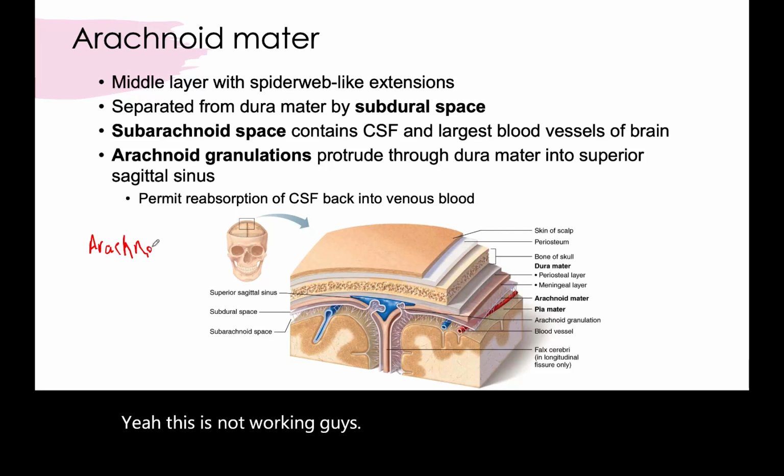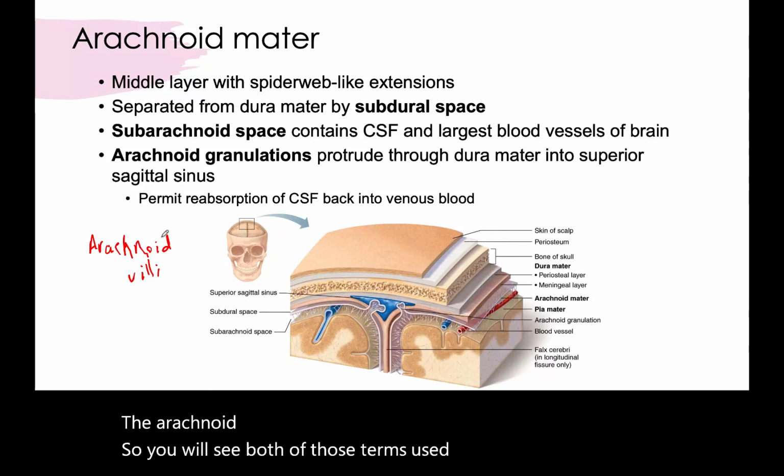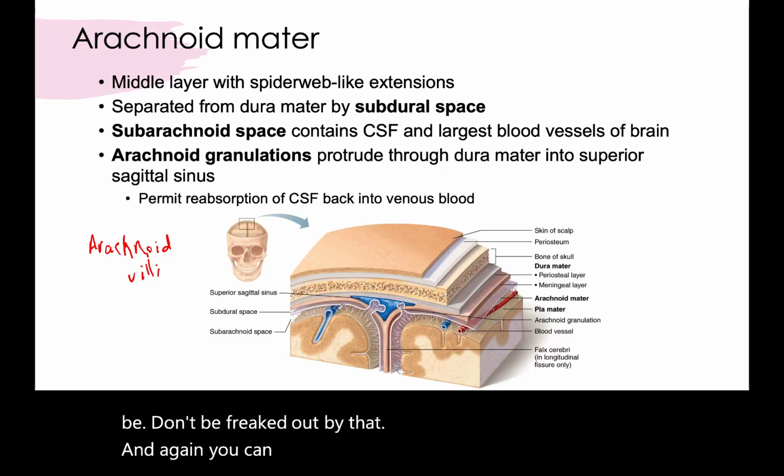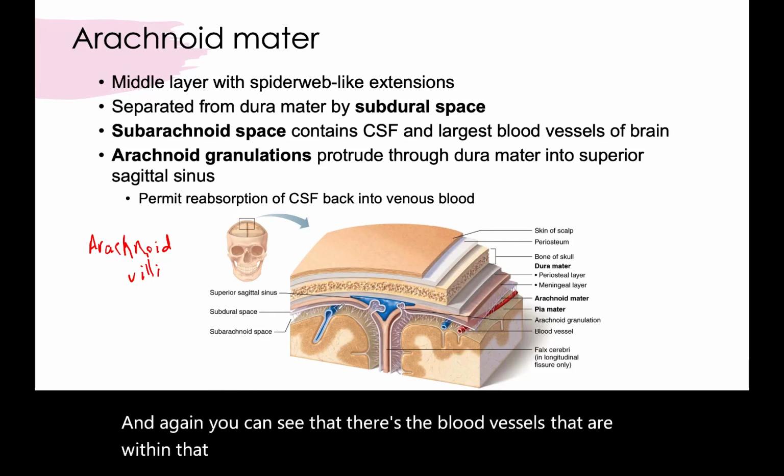Another term for the arachnoid granulation is the arachnoid villi. So you will see both of those terms used interchangeably, so don't be freaked out by that. And again, you can see that there are blood vessels within that subarachnoid space as well.